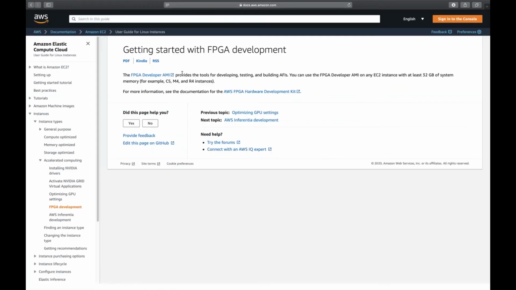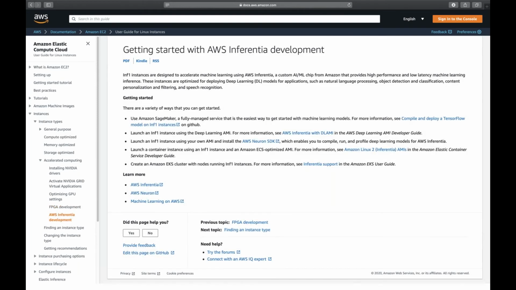And if you are falling into this, you need to follow this part. Okay. So again, it comes from Inferentia development. This is for accelerating machine learning using AWS Inferentia, which is a custom AI/ML chip from Amazon that provides high performance and low latency machine learning inference. These are optimized for deep learning models, natural language, and a variety of other applications.